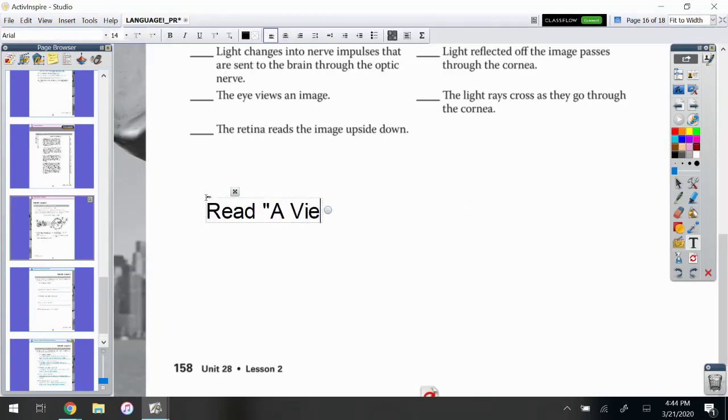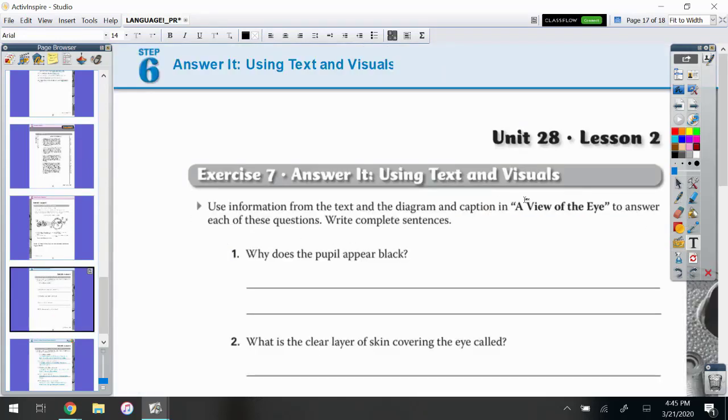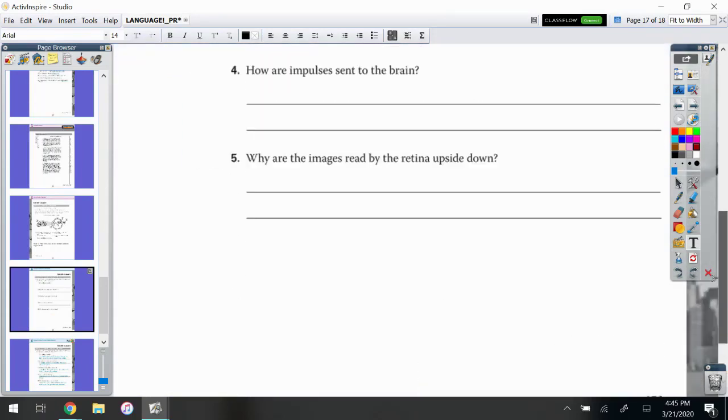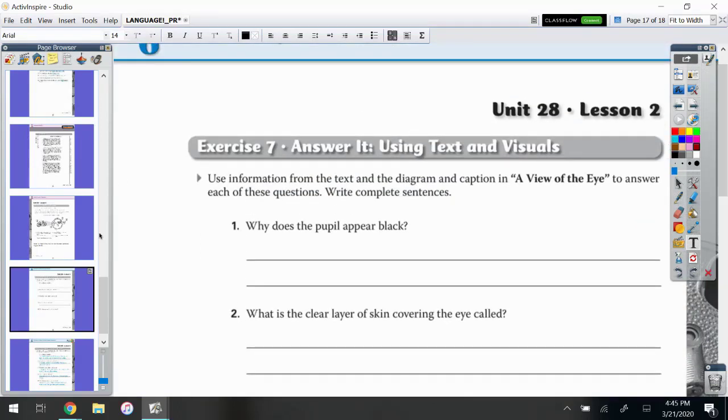Then what I'd like you to do is to read A View of the Eye in your student's textbook. It should be on page 94. Finally, I would like you to go into your interactive text and finish page 159 using A View of the Eye in your student textbook to help you answer these questions.